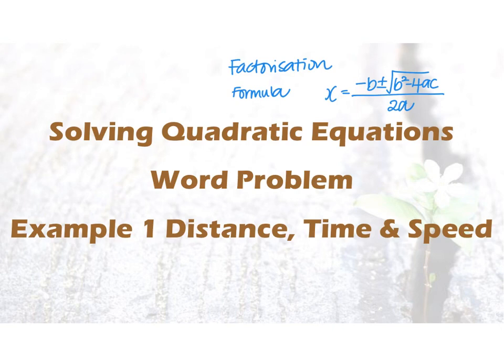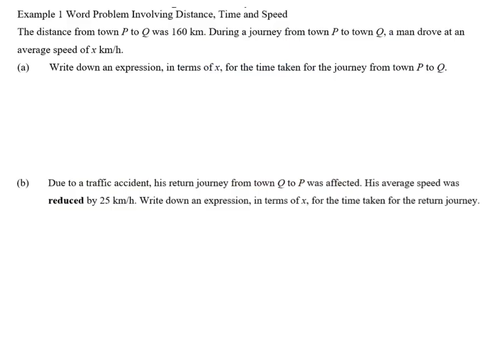Now let's take a look at the question that we have here. In this question, the distance from town P to Q was 160 kilometers. During a journey from town P to Q, a man drove at an average speed of x kilometers per hour. Find the time taken in hours. So I have been given the distance and the speed. How do I find the time?